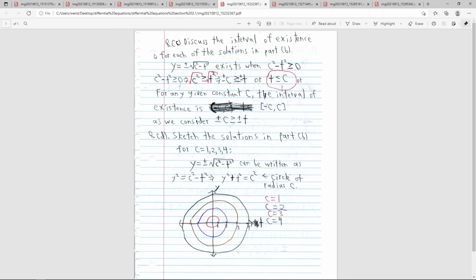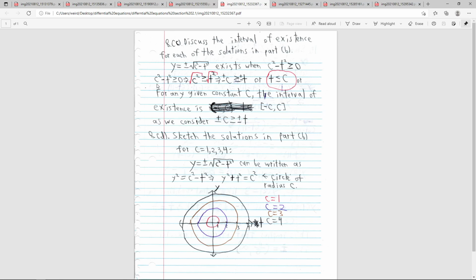And now in part c, we discussed the interval of existence for each of the solutions from part b. So y equals plus or minus the square root of c squared minus t squared exists when c squared minus t squared is greater than or equal to 0. That's how a square root works. It has to be a positive number or 0, because you can't take the square root of a negative number without getting involved in imaginary numbers. But we're dealing with real numbers, generally speaking, unless otherwise stated.